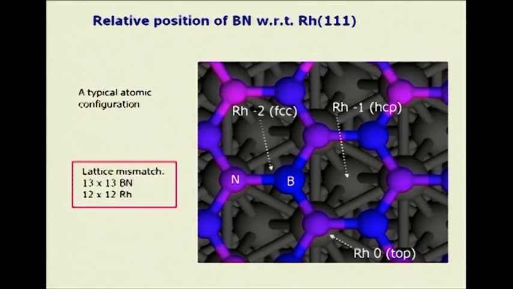And I cannot go into the details, but here you have a boron nitride lattice, and underneath you see the rhodium, and here you see that the nitrogen sits to the left, and here it sits to the right, because there is a lattice mismatch. So you need 13 boron nitride to match 12 rhodium. That makes the system rather big. And the question is, can you calculate it? Nowadays you can, and that is the structure.